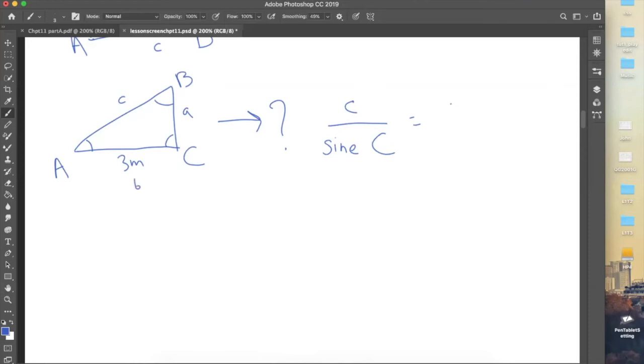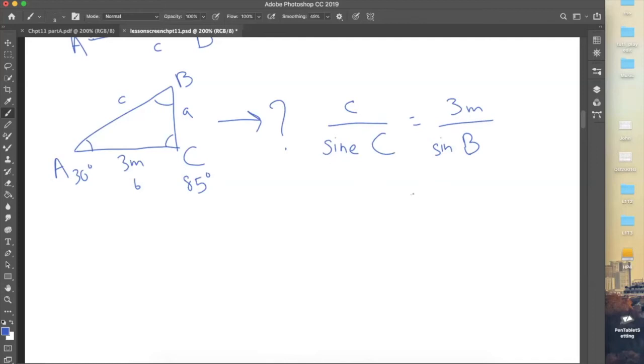3 meter over sine B. Oh, I know what sine B is. I'm only given sine A, which is 30 degrees, and sine B. So 3 meter over sine B and A, but this one is not given. I just want to find sine C.